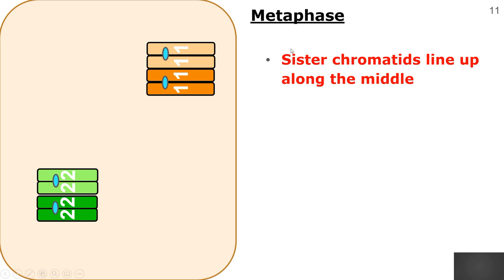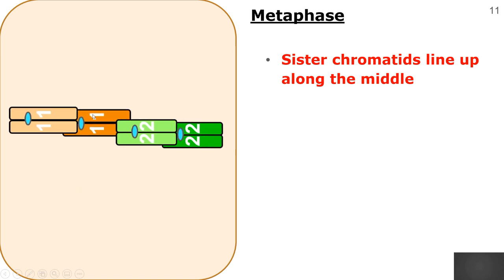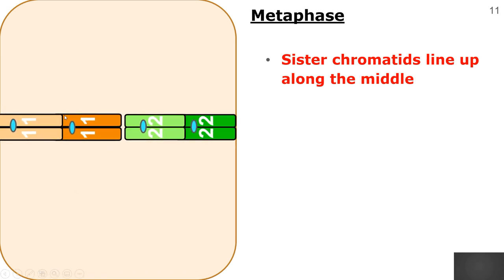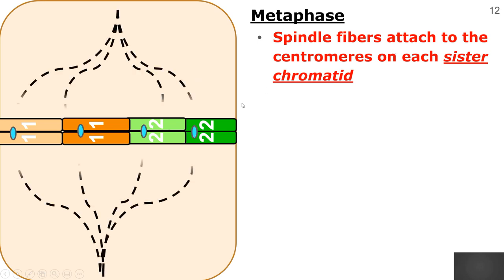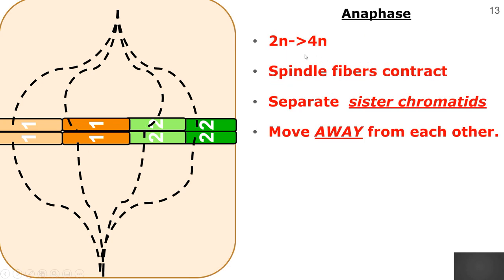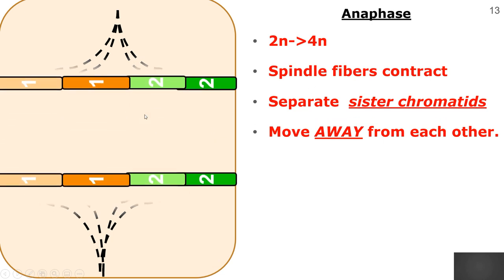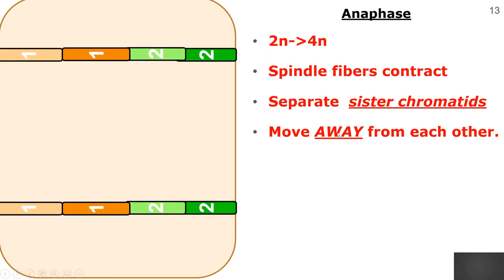So the next part of PMAT is the M, which is metaphase. So that's when the chromosomes, the sister chromatids, are going to align along the middle of the cell. The other thing that occurs is that the spindle fibers are going to attach to the centromeres on each sister chromatid because they're about to separate them, right?